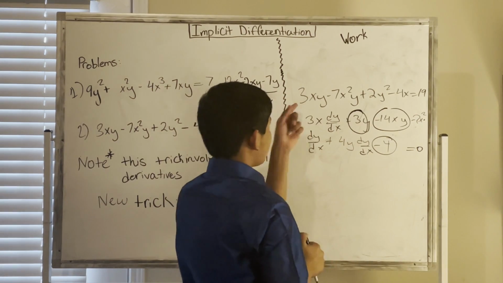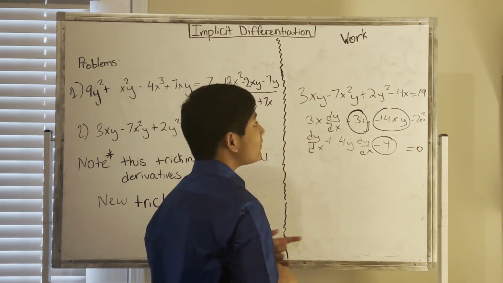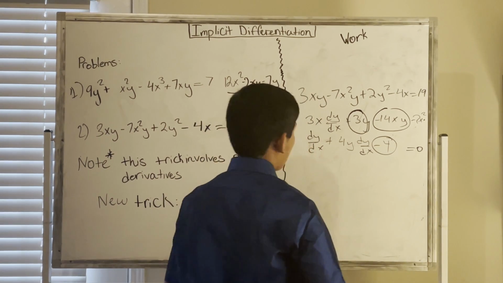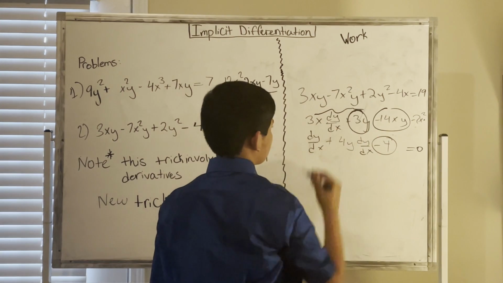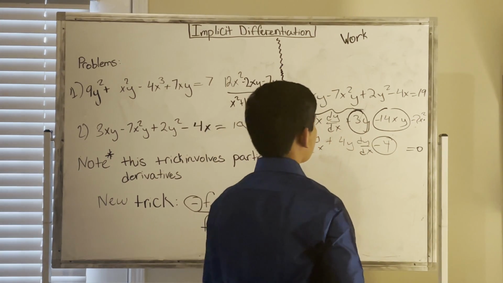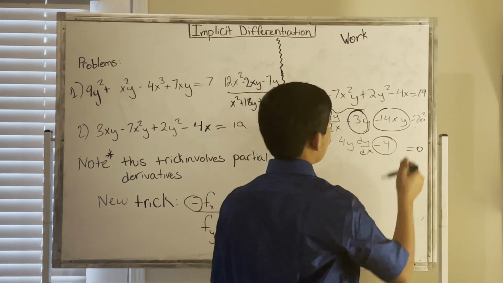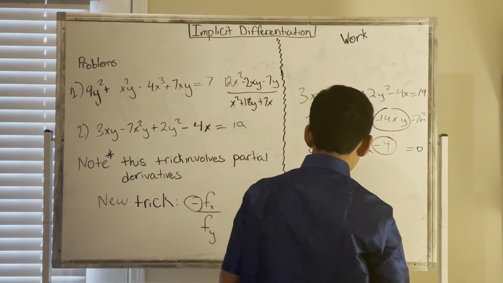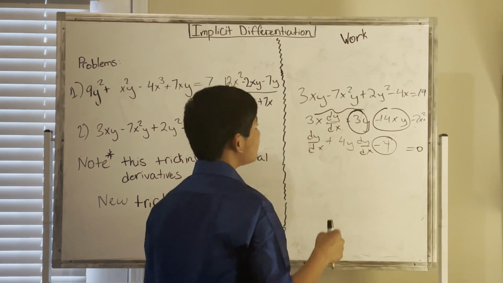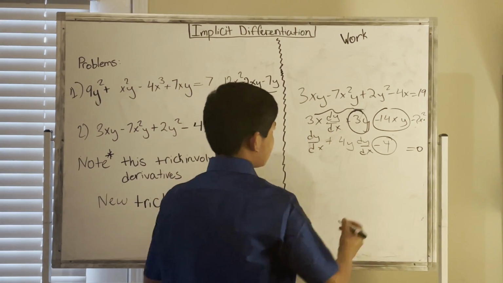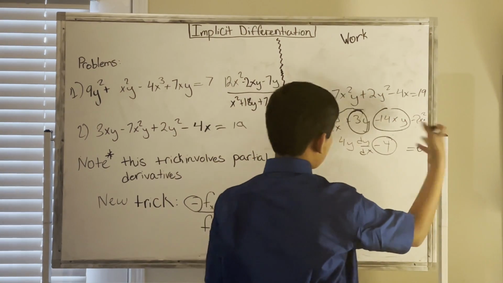And let's just check it. 3x and the derivative of y is dy over dx plus the derivative of 3x is 3, so 3y. So this is just going to become a product rule. And over here, we're going to get another product rule. So this is going to become minus 14xy, and then minus 7x squared dy over dx plus 4y dy over dx and minus 4 is equal to 0. So this is right.